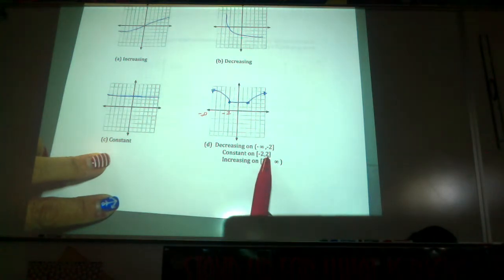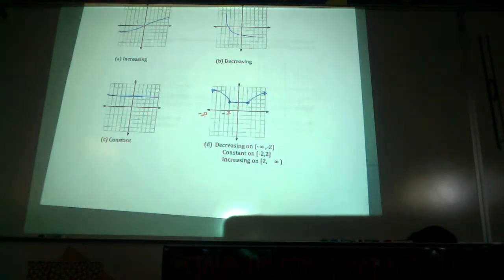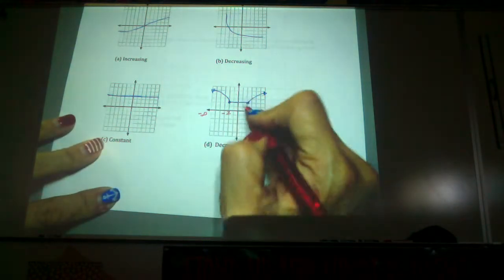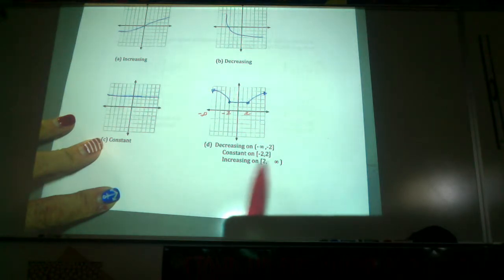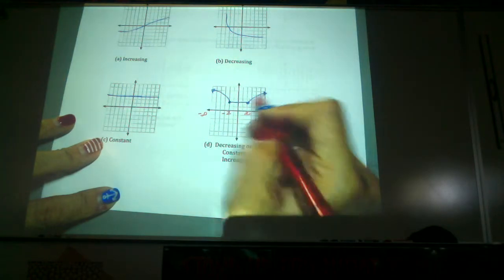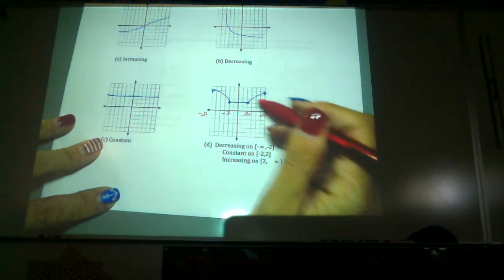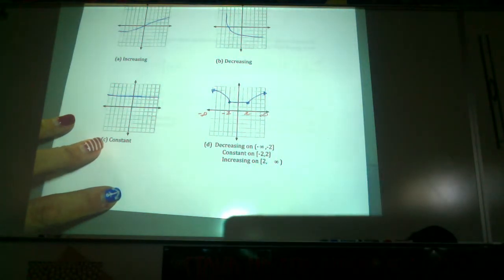And we are going to include -2 because it is part of that turning point, so to speak, of where it goes from decreasing to constant. And then from -2 to this point here, which is +2, we have a constant. There's no change. So we include both -2 and 2. And then from 2 to positive infinity, we have an increasing function. And so it's shown looking like that.